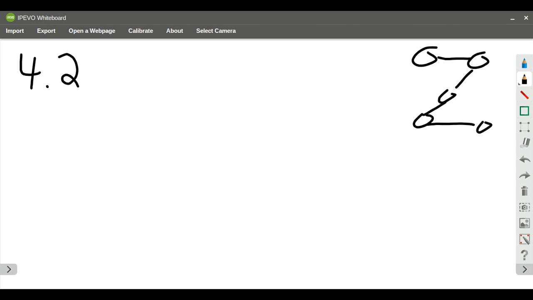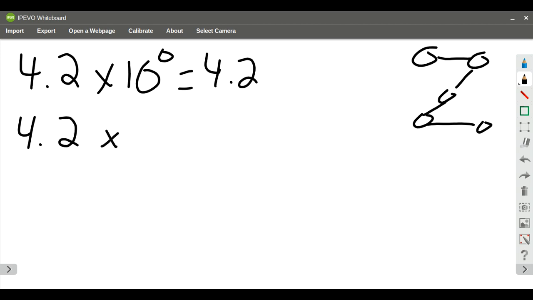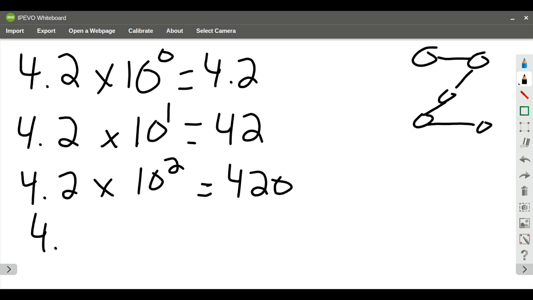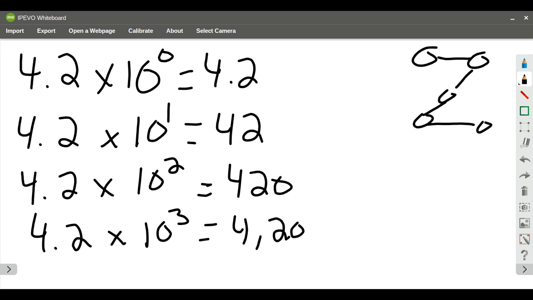So if I do 4 and 2/10, this really, if we think about it, is going to be 10 to the 0 power because I'm not moving my answer. So I end up with 4 and 2/10. If I do 4 and 2/10 multiplied by 10 to the first power, I end up with 42. If I multiply by 10 to the second power, I end up with 420. And if I multiply by 10 to the third power, I end up with 4,200.